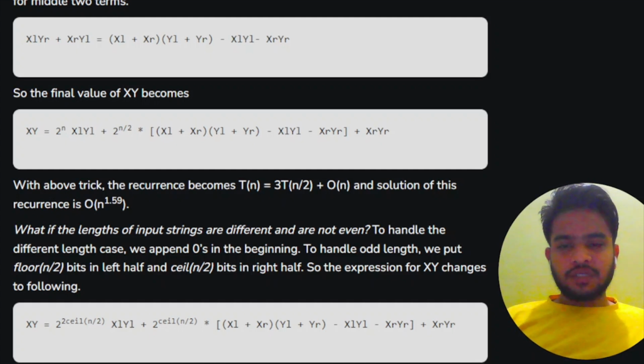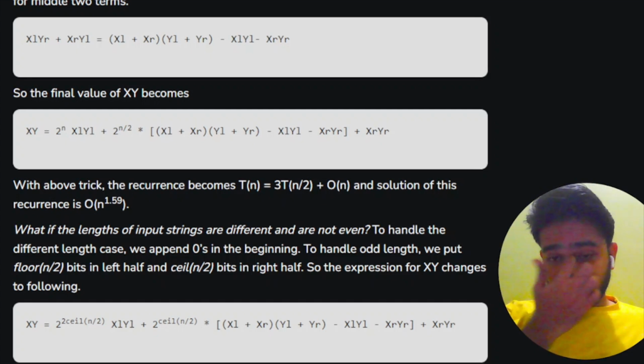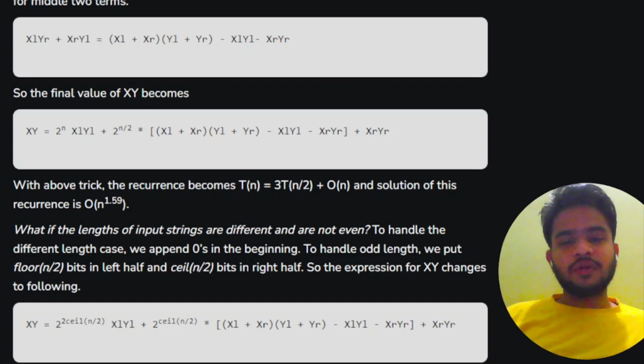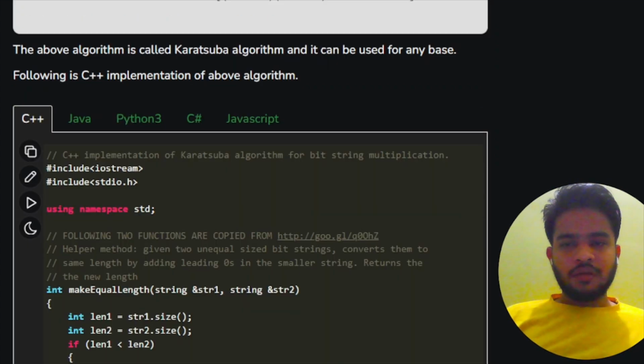What if the lengths of the input strings are different and are not even? To handle the different length case, we append zeros in the beginning. To handle odd length, we put floor of n by 2 bits in the left half and ceiling of n by 2 bits in the right half. So the expression of xy changes to the following. The algorithm is called Karatsuba algorithm and it can be used for any base.